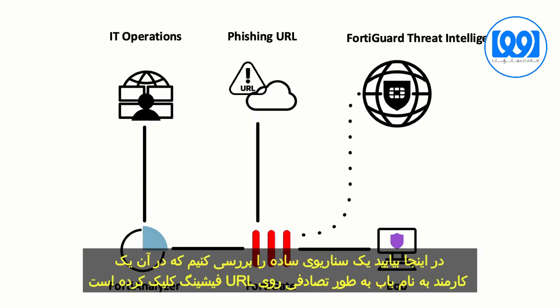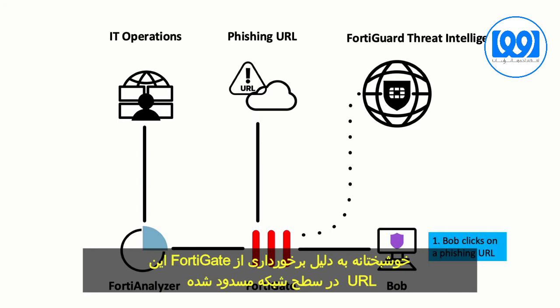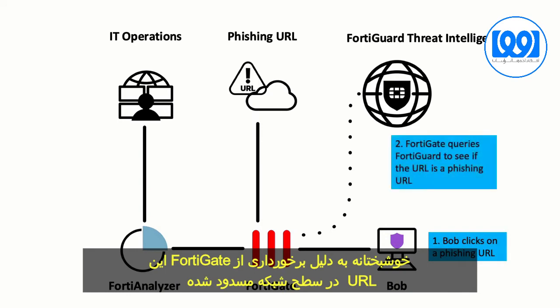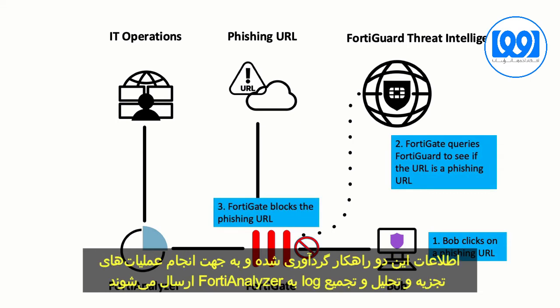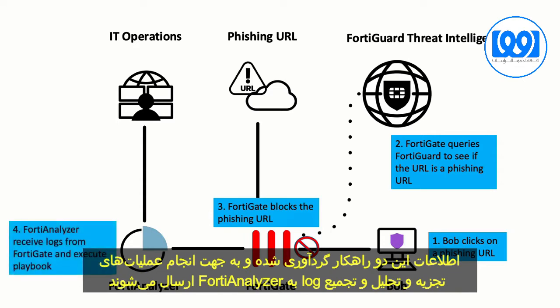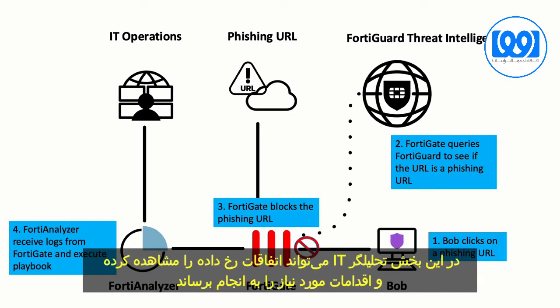Let's look at a simple scenario here where we have Bob, an employee who accidentally clicked on a phishing URL. Thankfully, he has FortiGate that will block it at the network level, along with FortiClient that integrates with FortiGate to provide more information about the endpoint. Both sets of information are collected and sent to FortiAnalyzer for log aggregation and analytics. Here, an IT analyst can view what happened and take action on it.